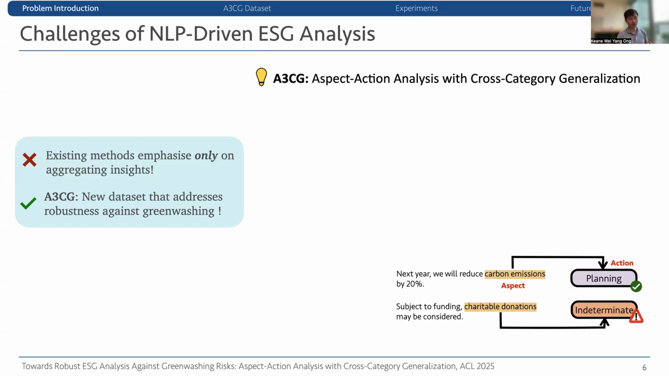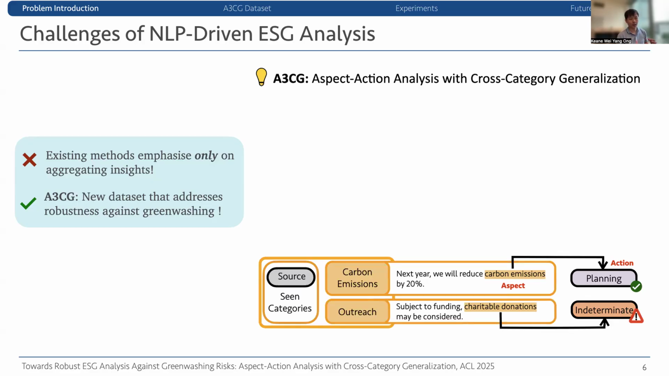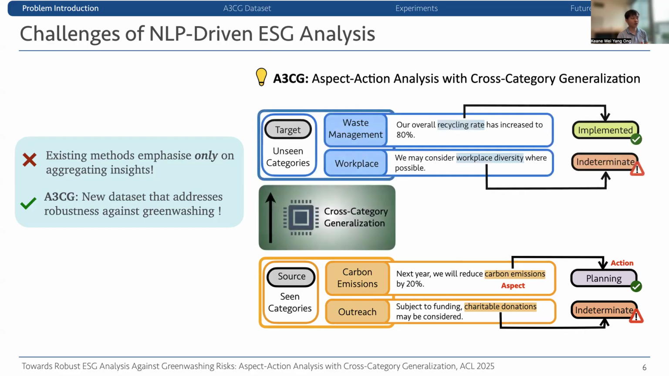And beyond this, there's also other action labels such as indeterminate, when some of the statements are more rhetorical and they emphasize less concrete actions and things like that. So the idea is for the NLP algorithm to try to extract some of these crucial aspect and action pairs. It draws some inspiration from aspect-based sentiment analysis, and not only does that, but is trained on seen categories, meaning categories of sustainability statements such as carbon emissions or outreach, which deals with the social segment of ESG, and is tested in a cross-category generalization setting on unseen categories such as statements under waste management and statements under workplace, which it hasn't seen before.